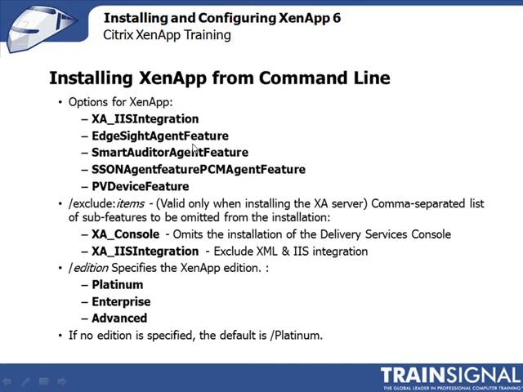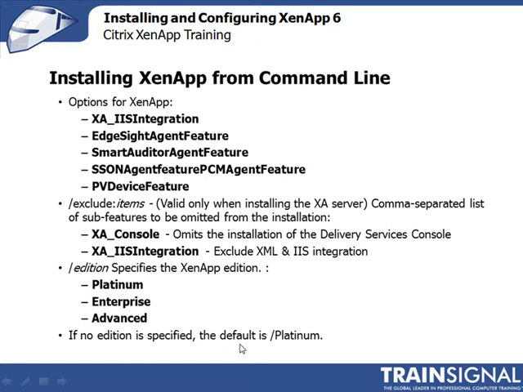Again, here you're installing the agent feature, smart auditor agent feature, single sign-on, provisioning. So again, very self-explanatory here. Now, the interesting thing is you can also specify what you want to exclude. So there might be certain items that you don't want to install as part of the installation, such as, for example, you might not want to install the delivery services console on this particular XenApp server. Or you might not want to have XenApp and IIS integration. So by using the /exclude and then the item command, you're able to specify which items you want to exclude.